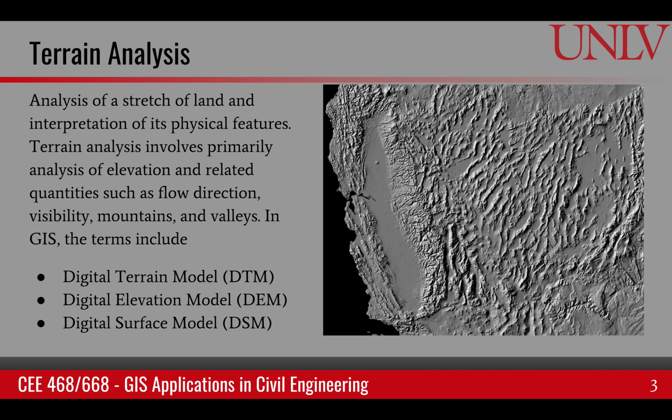So first of all, what is terrain analysis? It's the analysis of a stretch of land and the interpretation of its physical features. So it primarily involves the elevation information and related quantities. Some of the things of interest could be which way the water will flow, or how much water will be contributed, or how much area will contribute water to a given point, or visibility in a mountainous region, which area is visible from a given point. All of these are related to terrain analysis.